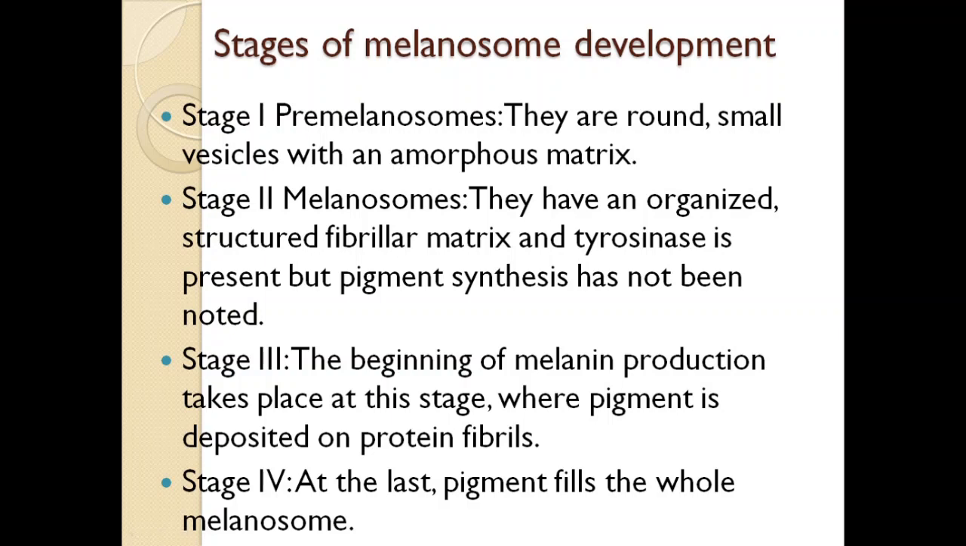Stages of melanosome development. Stage 1, pre-melanosome: they are round, small vesicles with amorphous matrix. Stage 2, melanosome: they have an organized structure, fibrillar matrix and tyrosinase is present, but pigment synthesis has not been noted. Stage 3: the beginning of melanin production takes place at this stage where pigment is deposited on the protein fibril. Stage 4: at the last, pigment fills the whole melanosome.